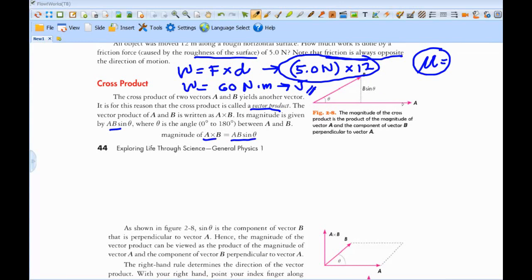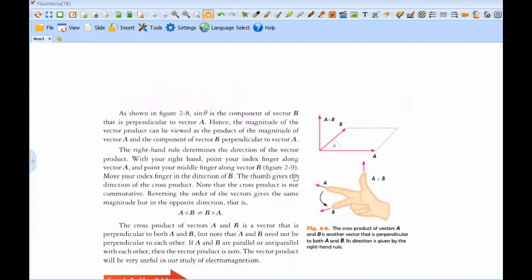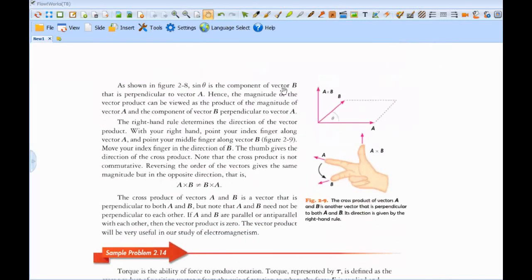Now we are pertaining to the vertical, right? Before it was horizontal. Now, as shown in figure 2-8, B sine theta is the component of vector B that is perpendicular to vector A. Hence the magnitude of the vector product can be viewed as the product of the magnitude of vector A and the component of vector B perpendicular to vector A.